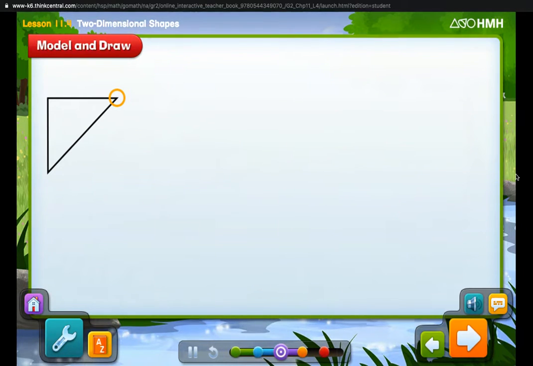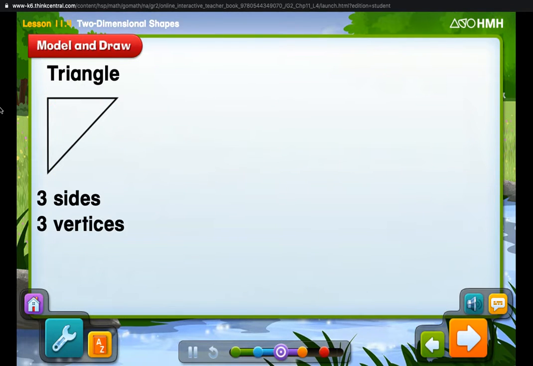The vertex of a two-dimensional shape is the point where two sides meet. You can count the sides and vertices of two-dimensional shapes. If you know how many sides and vertices a shape has, you can name the shape. Let's count the sides of this shape. One, two, three sides. Now let's count the vertices. One, two, three vertices. This shape is a triangle. All triangles have three sides and three vertices.